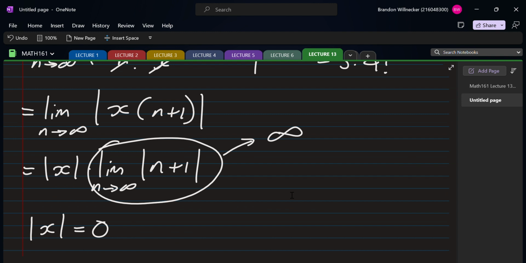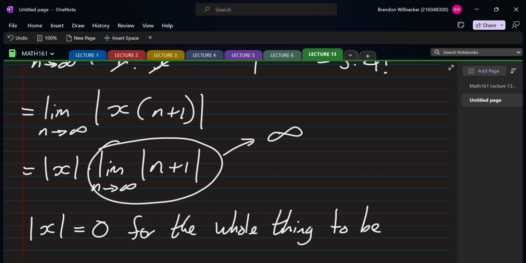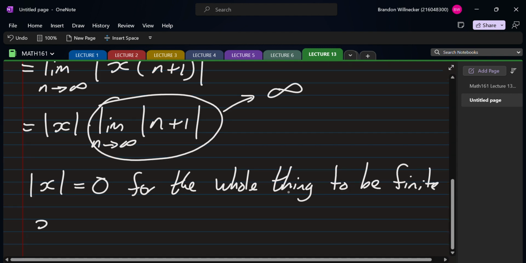So the whole thing's going to be... Exactly, yeah. So the whole thing will be 0, which we need for it to be finite. Okay, so we need x to be 0 for the whole thing, the whole limit and everything, to be finite. Okay. So this means x is equal to 0.